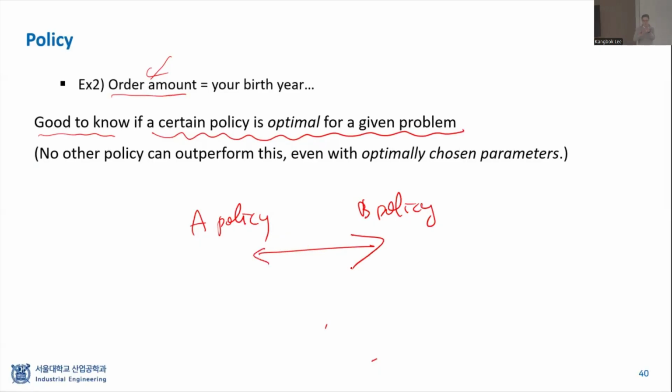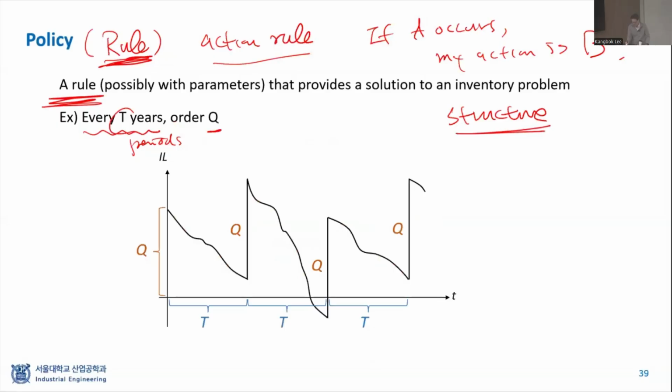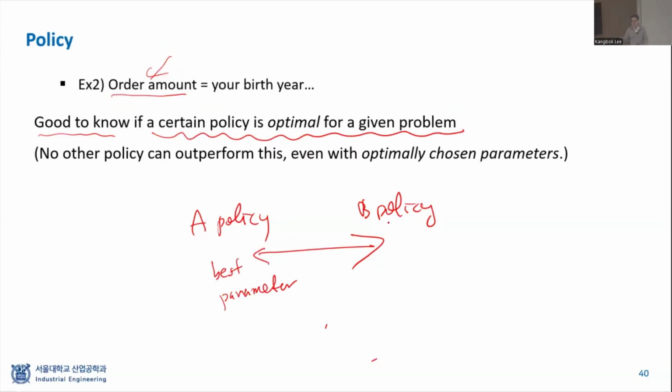So in order to make a comparison of A and B structure, I need to implement the best parameter of this structure. In other words, here in every T years, I'm ordering Q, then I have to find out the best T and best Q in my structure. And then I can compare it to another B policy parameter. And then I make the best parameter of B and best parameter of A, and then make a comparison saying that A structure is better than B structure. Or A structure can beat any parameters in B structure.